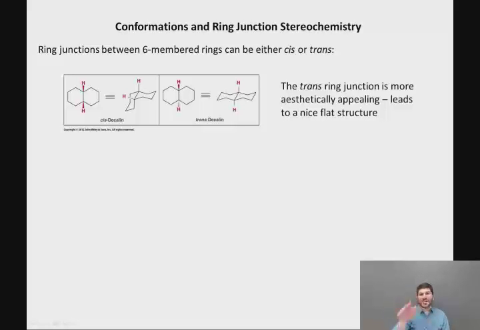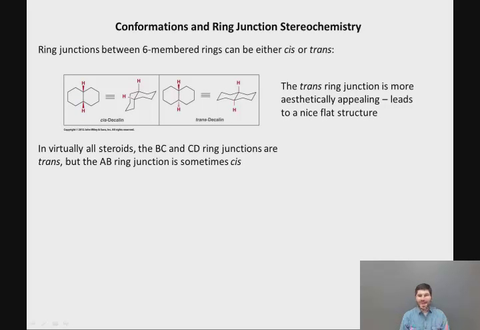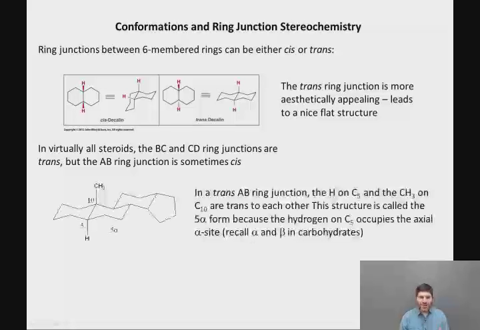Therefore, for a cis ring junction, the entire structure is what we call concave. The trans ring junction is more aesthetically appealing because it leads to a nice flat structure. Okay, so let's take these ideas and apply them to steroids. So in virtually all steroids, the BC and CD ring junctions are trans, but the AB ring junction is sometimes cis. Okay, so first I want to look at a trans AB ring junction.